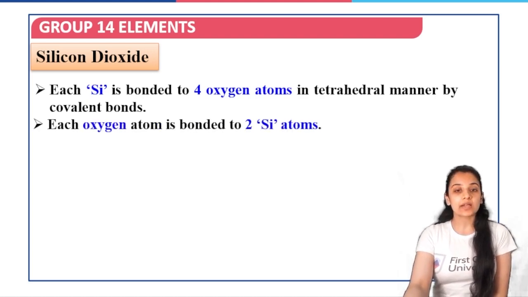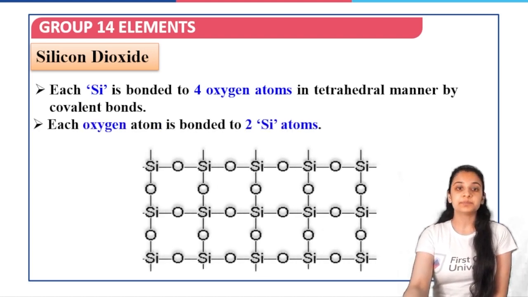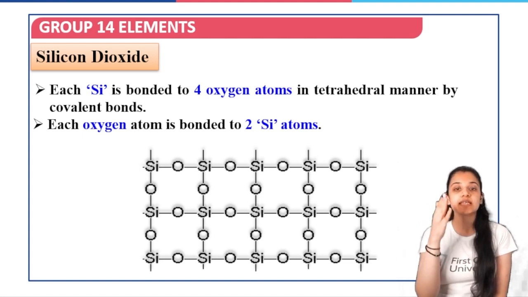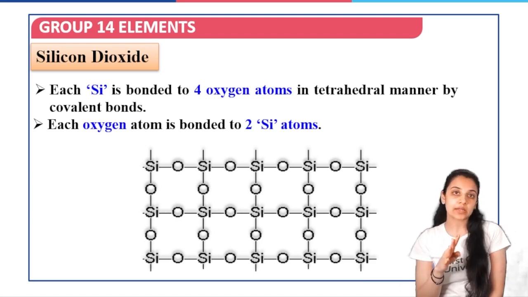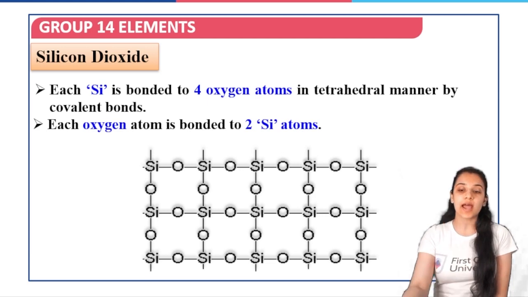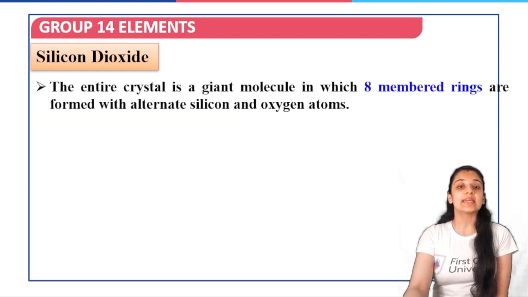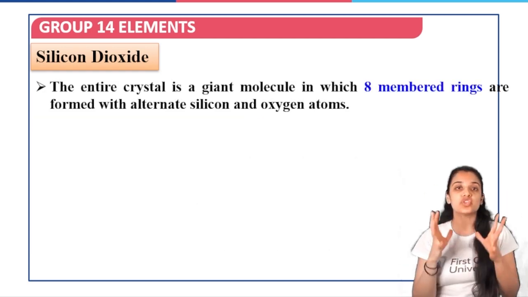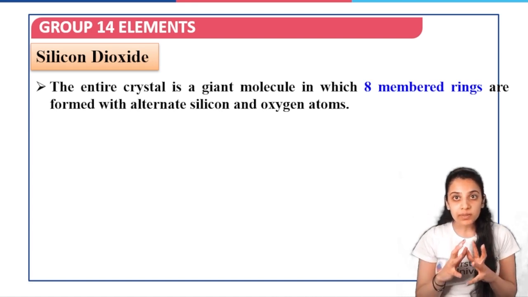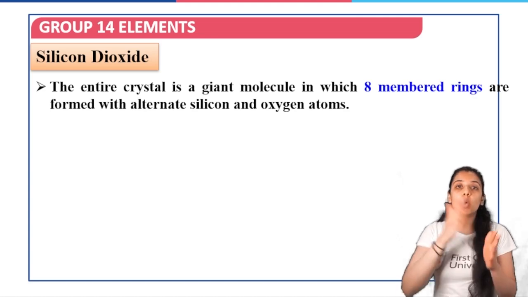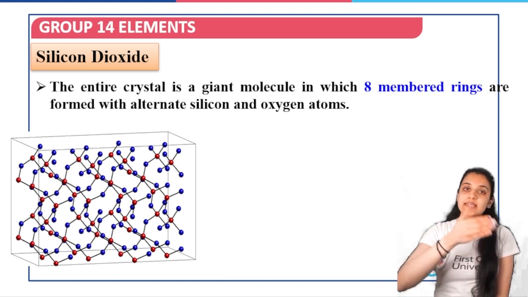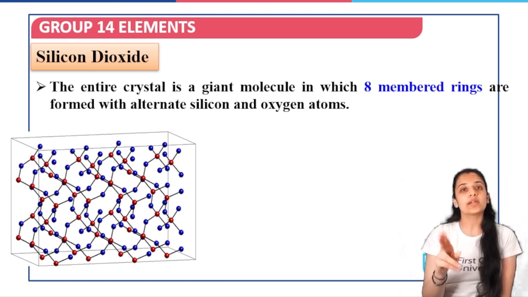Each oxygen atom is bonded to 2 silicon atoms. So if you see this three-dimensional network structure, you will see that each silicon is bonded to 4 oxygen atoms in a tetrahedral manner, and each oxygen atom is bonded to 2 silicon atoms in a linear manner. The entire crystal is a very huge giant molecule in which we have 8-membered rings being formed with alternate silicon and oxygen atoms. So if you look at this structure, you will see that the silicon and oxygen atoms are alternating with each other.